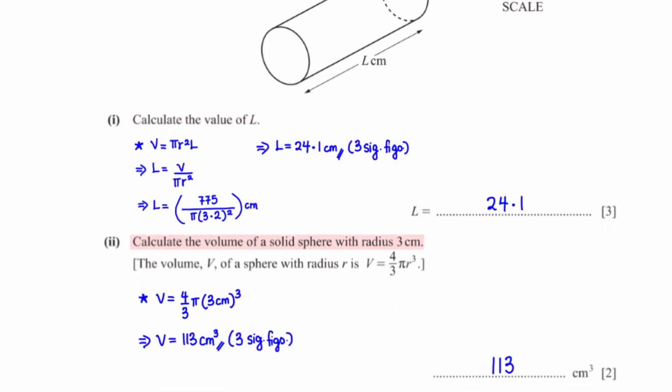Calculate the volume of a solid sphere with radius 3 centimeters. We know the volume of a sphere is 4 over 3 pi r cubed. In this case, r has been given as 3 centimeters. When we type this into the calculator, we get 113 centimeters cubed rounded to 3 significant figures.